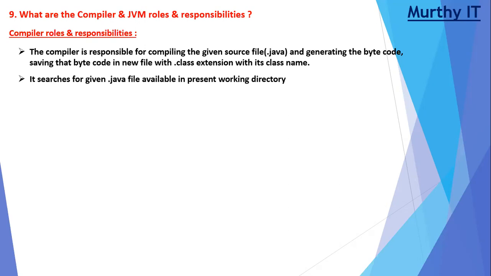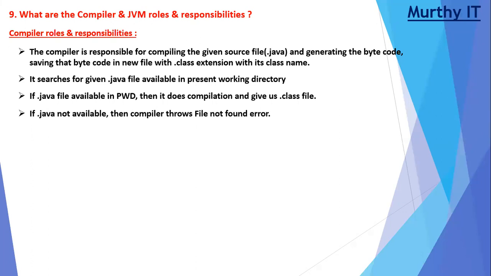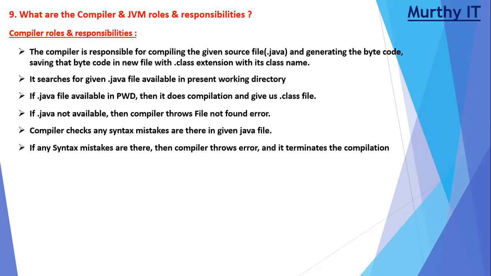If it does not exist, it will throw an error. If the .java file exists in the present working directory, it will do the compilation and give the .class file. If it does not exist, it will throw a file not found error. The compiler also checks whether there are any syntax mistakes in the given file. If there are any, it will throw a compile time error. If there are none, it will do the compilation. So this is about the compiler's roles and responsibilities.